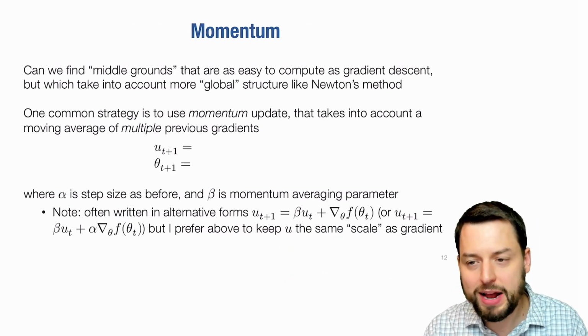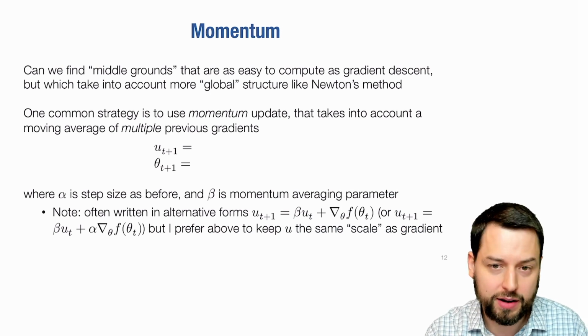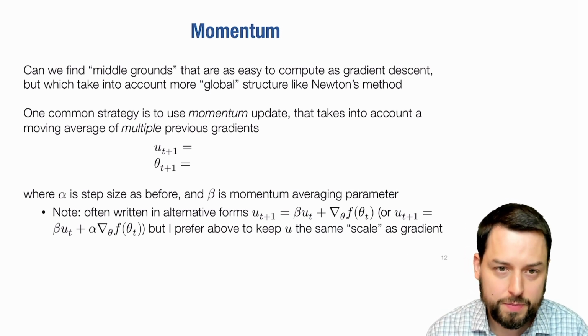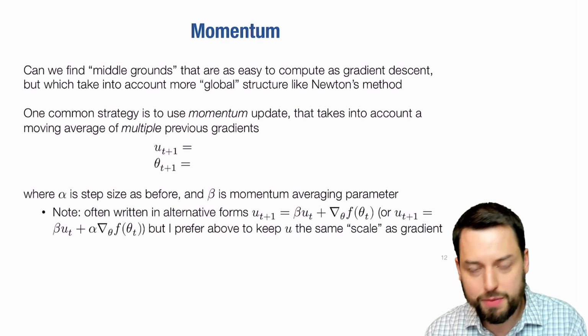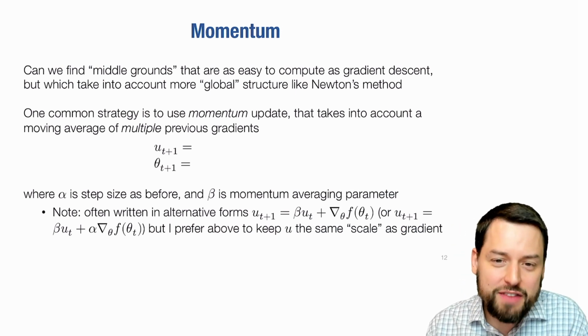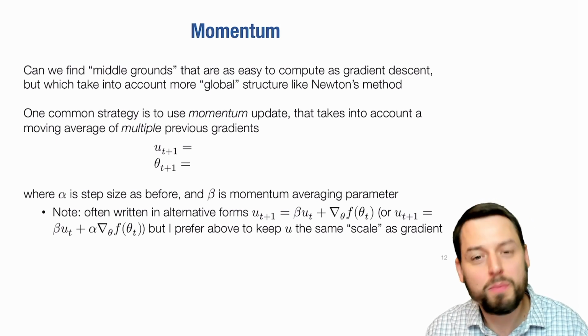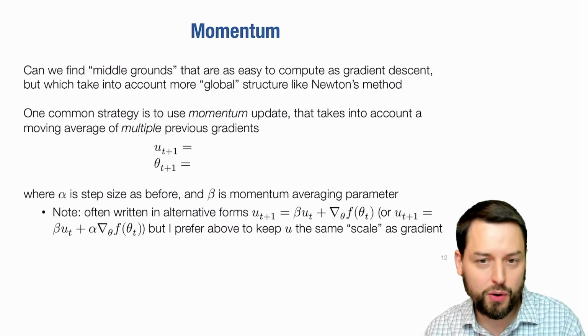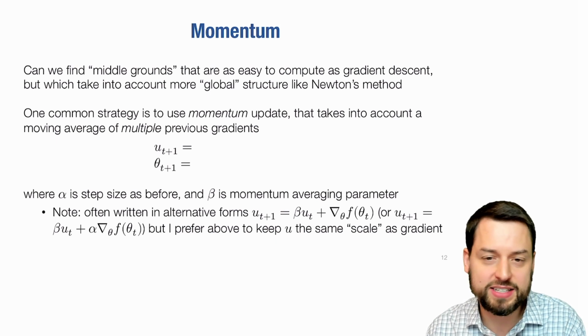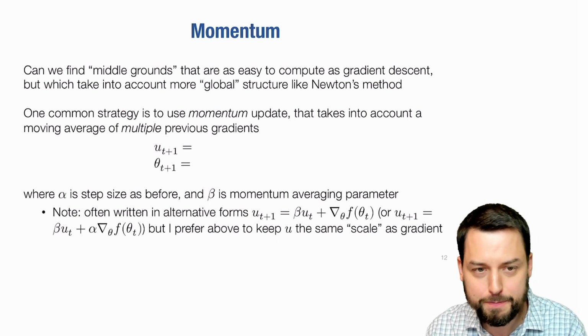All right, so let me now talk about the first one of these, which is very common in deep learning, which is momentum. So essentially, as I said, momentum in some sense is you can think of it like trying to get at a middle ground between gradient descent and Newton's method, but really it's much closer to gradient descent because it's purely a first order method. It only uses gradient terms and has the same complexity as gradient descent.